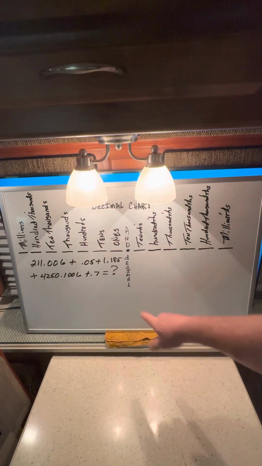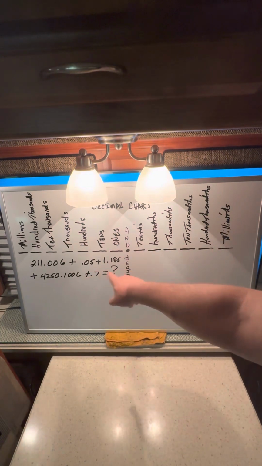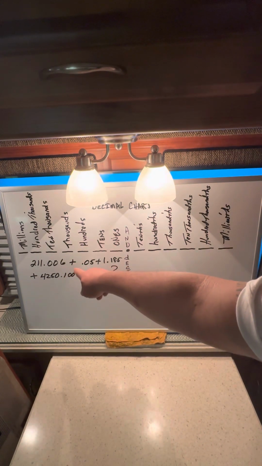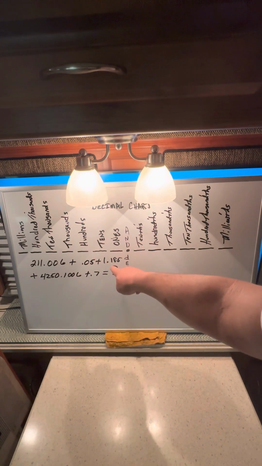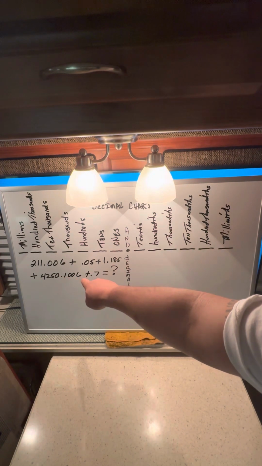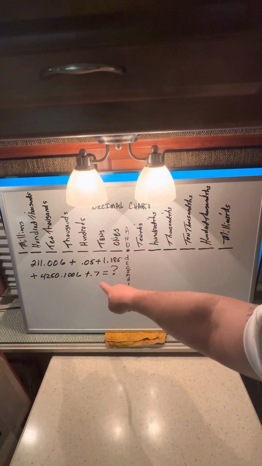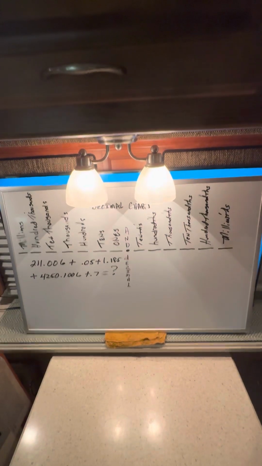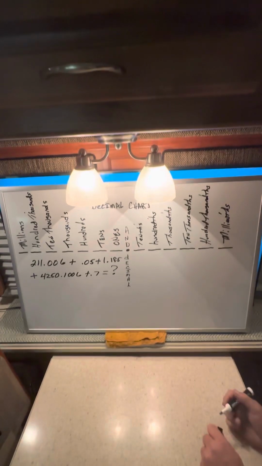And let's assume for a second that you get thrown stuff like this: 211.006 plus 0.05 plus 1.185 plus 4250.1006 plus 0.7 equals what? So how would you solve that? Well, it's simple. It's always based around that decimal. So what do I mean by that? Well, let's write it down.